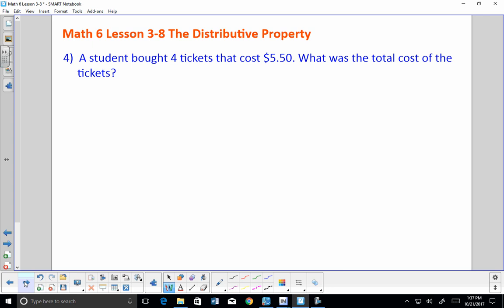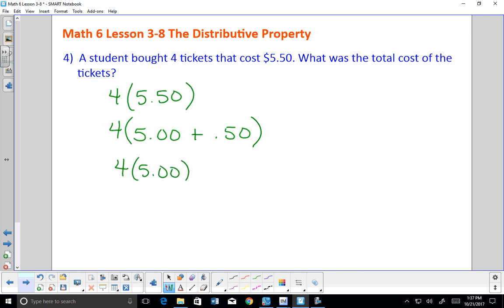Let's say a student bought 4 tickets that cost $5.50. What was the total cost of the tickets? Instead of sitting here and using the old-fashioned way of taking $5.50 and multiplying it by 4, my brain thinks, oh, 4 times $5.50 is the same as saying, basically I'm having 4 times $5.50. And $5.50 is the same as saying $5 plus 50 cents, right? That's $5 plus 50 cents. So if I multiply that by 4, 4 times $5 plus 4 times 50 cents.